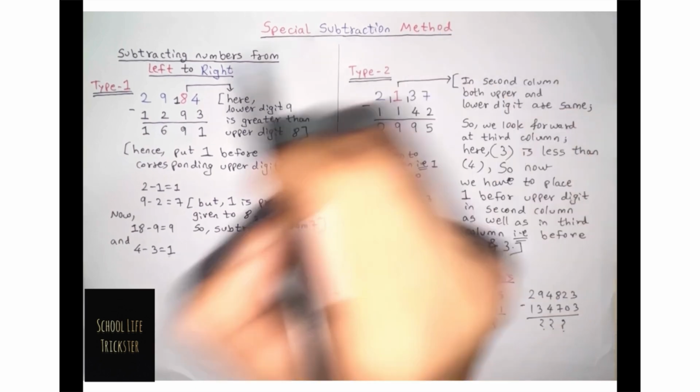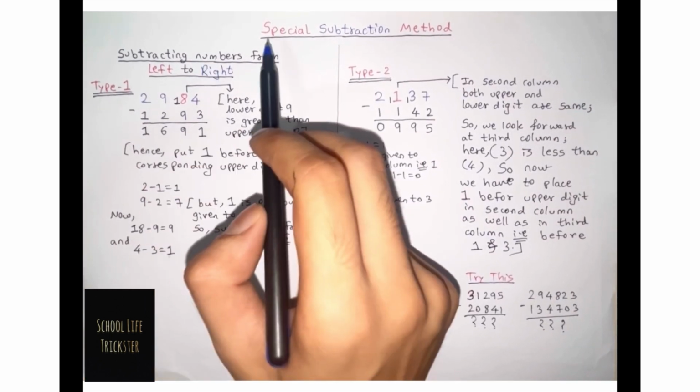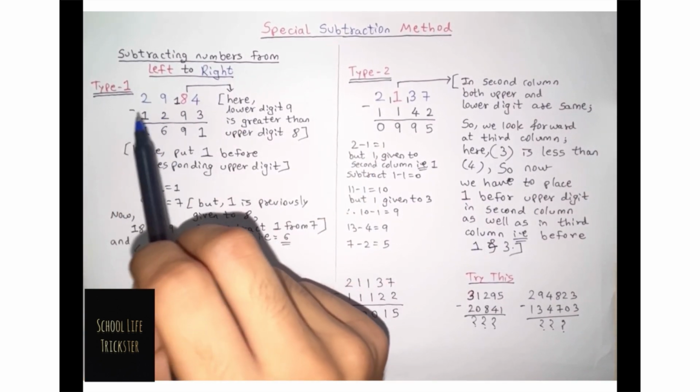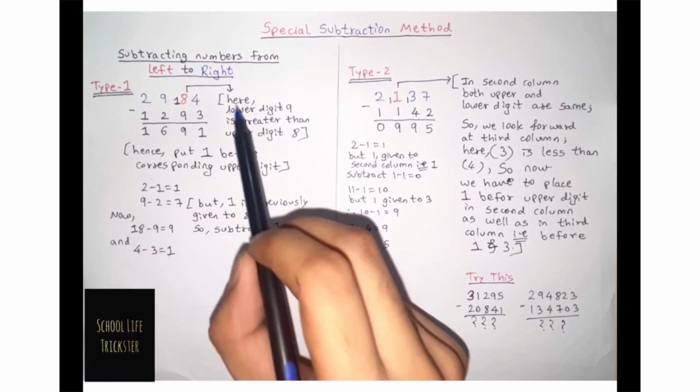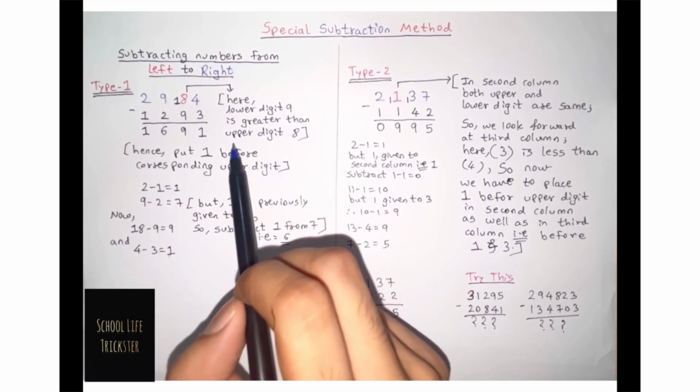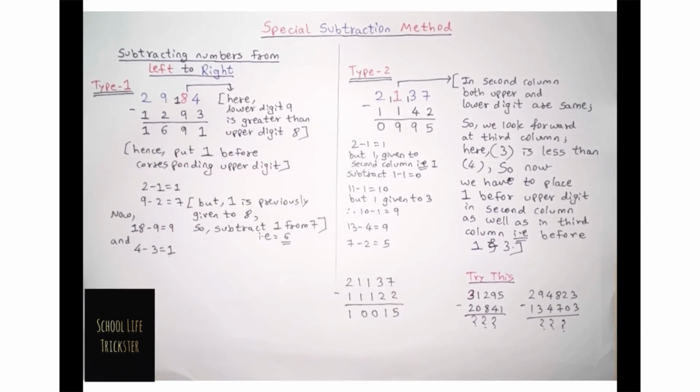Spatial subtraction method. Subtracting numbers from left to right. The question is 2984 minus 1293. Here the lower digit 9 is greater than the upper digit, that is 9 is greater than 8.